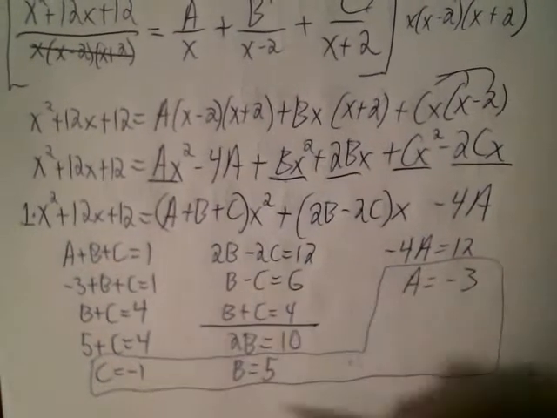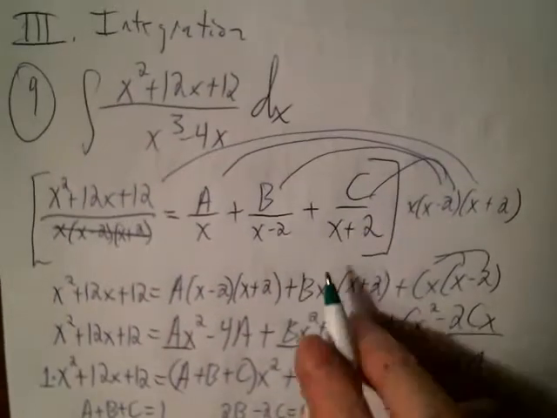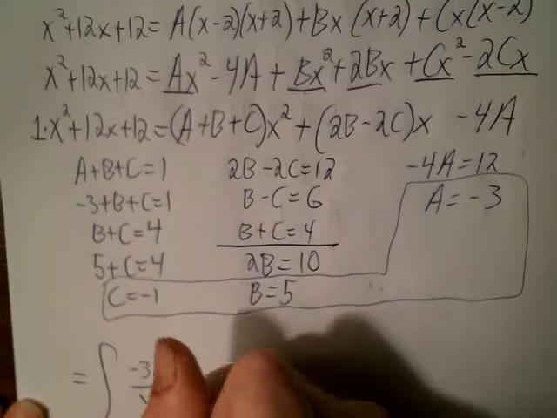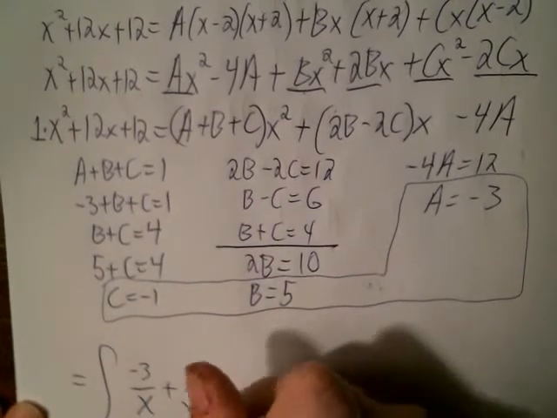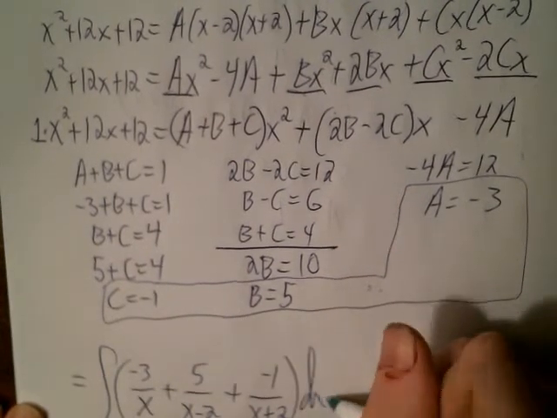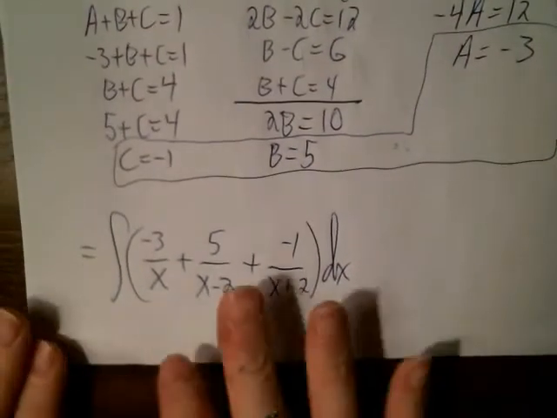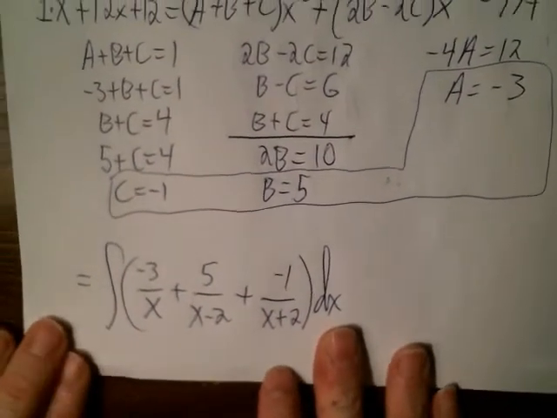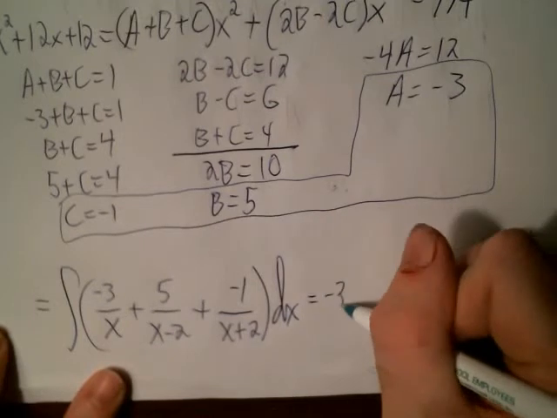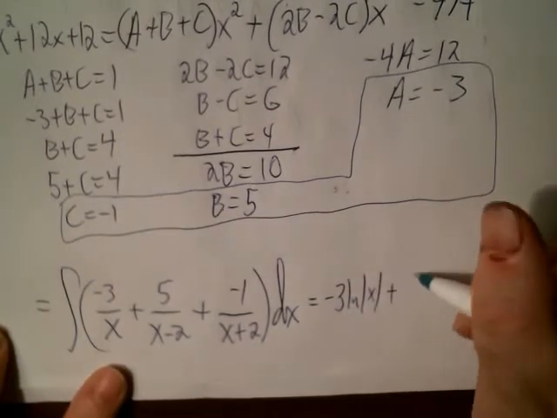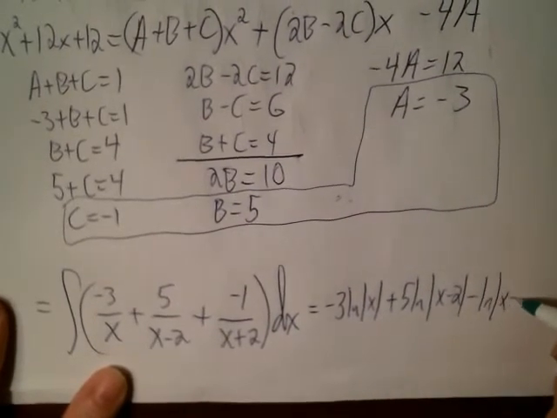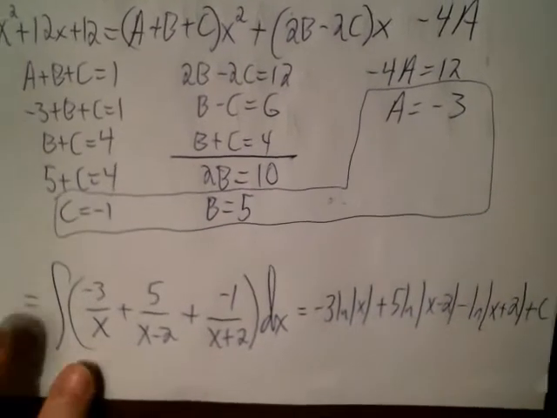And those will be our numerators. So I can now rewrite my integral way back there as the integral of -3 over x plus 5 over (x minus 2) plus -1 all over (x plus 2), and that's dx. None of these really require u-subs. You won't have any constants to worry about, so you could just straight up do logarithms. It's -3 ln|x| plus 5 ln|x minus 2| minus 1 ln|x plus 2|, and then plus your integration constant. And that's it.